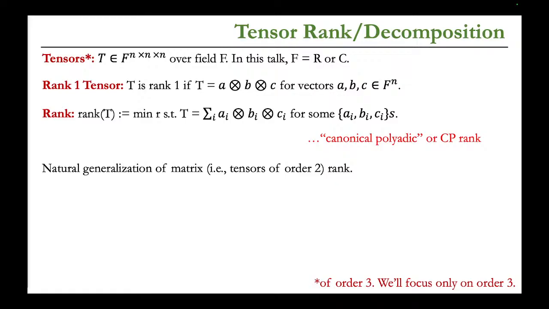A rank 1 matrix is an outer product of two vectors. The rank of a matrix is the minimum number of outer products you can write a given matrix as a sum of. And what I did is just lift these natural definitions to tensors. So, it's a generalization of matrix rank. So that's one reason to care about it.